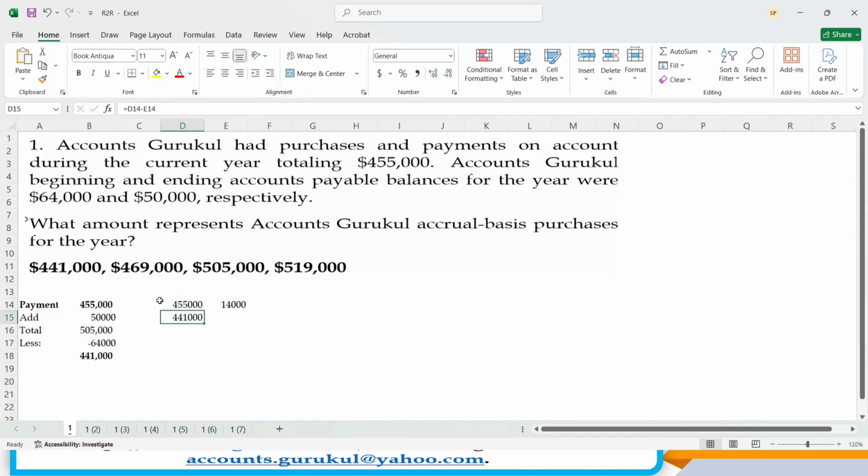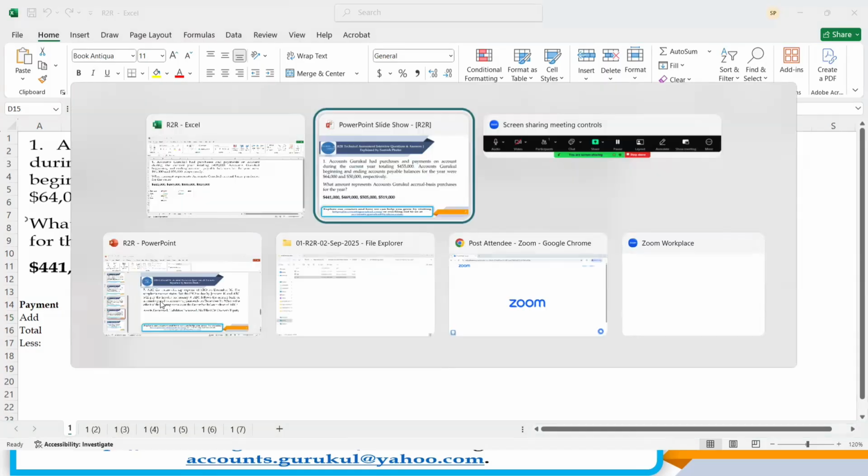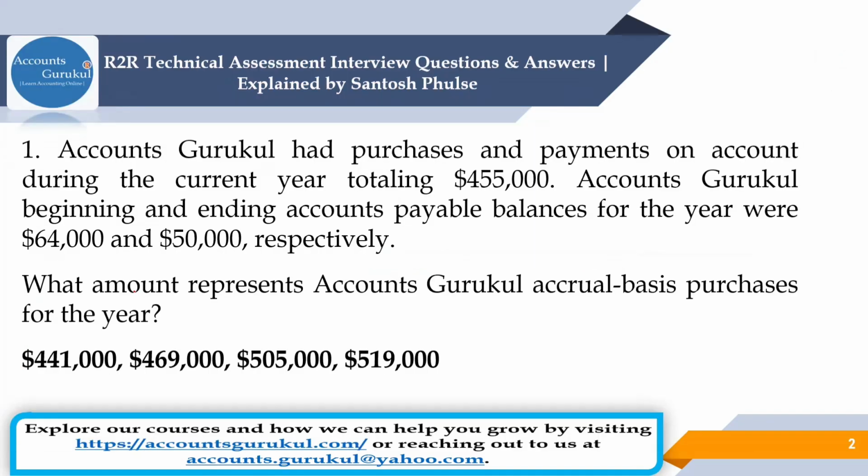That much is the purchases during the current year. So how much is total paid? 4,55,000. Out of that, and plus the closing balance is 50,000. Then the 4,55,000 plus 50,000, 5,05,000 less opening balance. That's a 64,000. Now your closing balance is 4,41,000, and that 4,41 is pertaining to the total purchase during the year. So your answer, this one is going to be the correct.